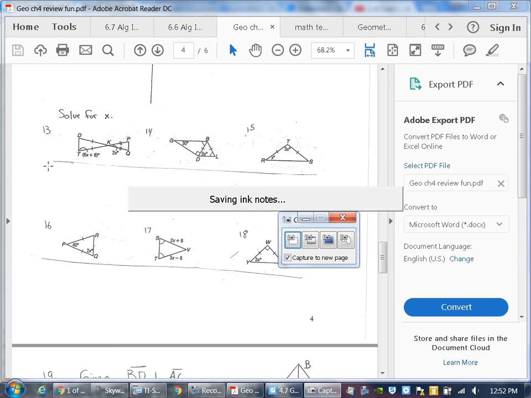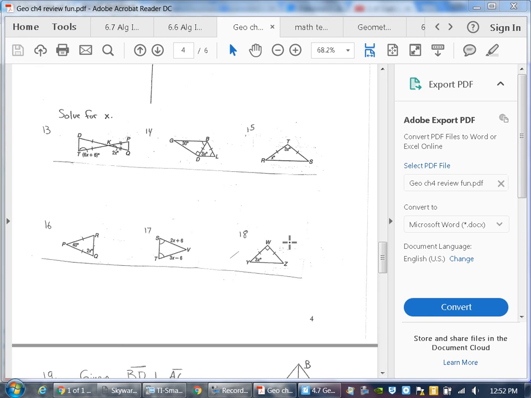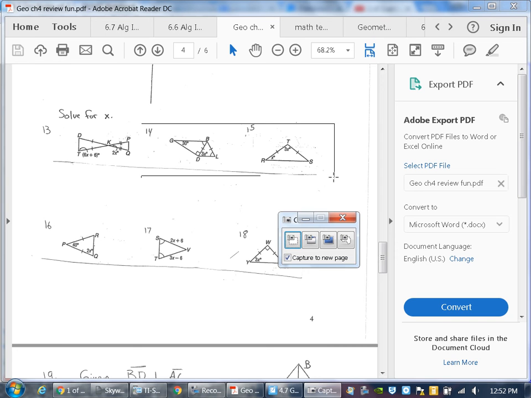Some of these little ones were confusing me. I don't know why. You just gotta be careful as you read them. You gotta remember what kind of triangles you have and how the angles match up and things like that.